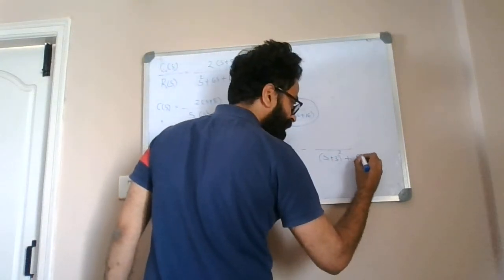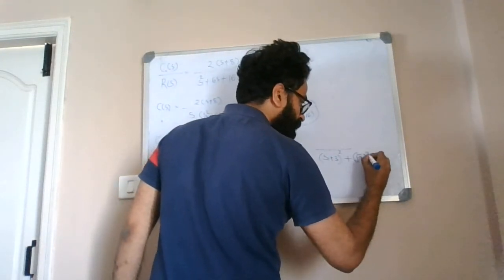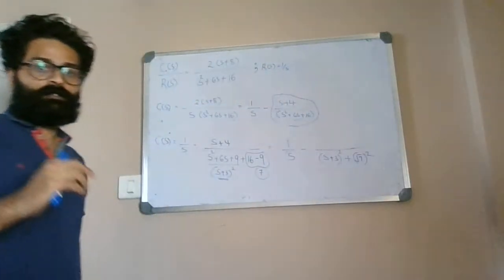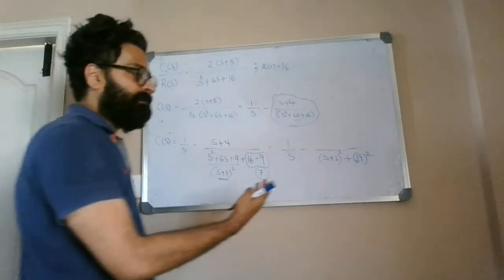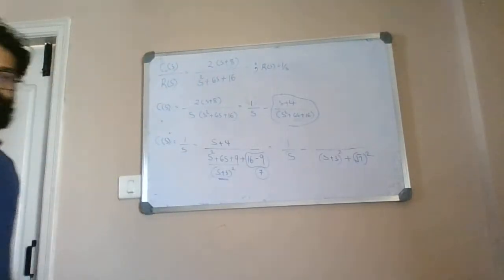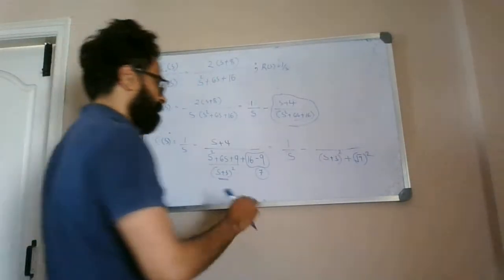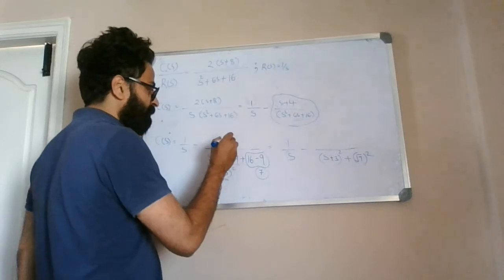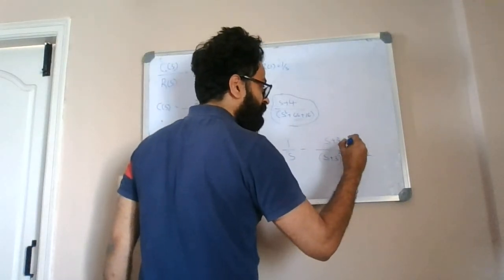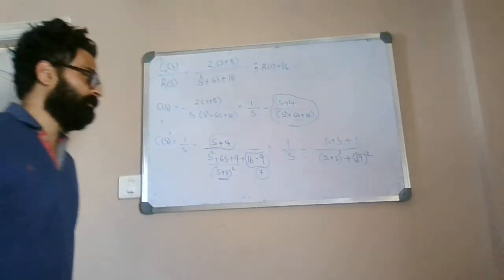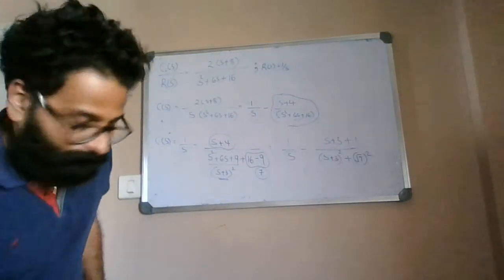So what I can do, I can take under root 7 and let me square it. If I square under root 7, I'll get under root 7 the whole square, which is nothing but 7, right? And in the numerator, instead of writing s plus 4, let me write it as s plus 3 plus 1. Okay, all right.